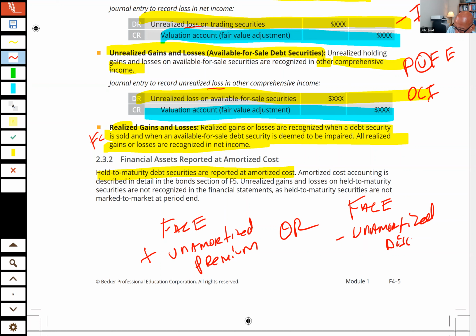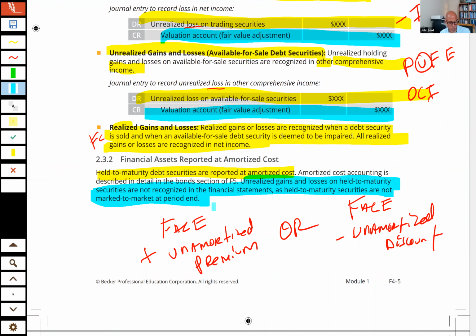That's what they mean by amortized cost. Okay, and they're not recognized in the financial statements. We don't have to take unrealized gains and losses, even though the security may have declined in market value. We don't have to take losses.